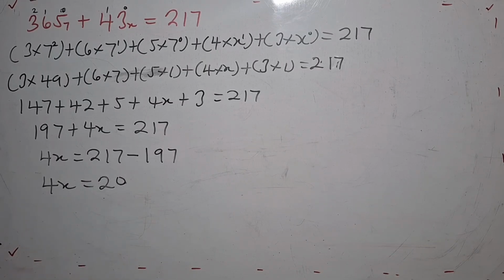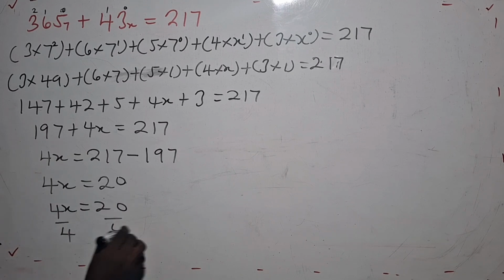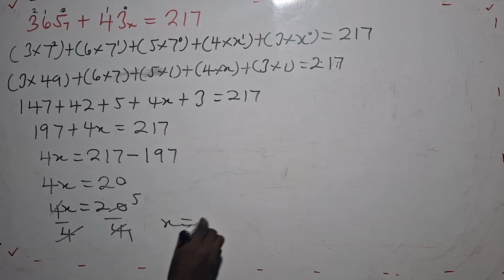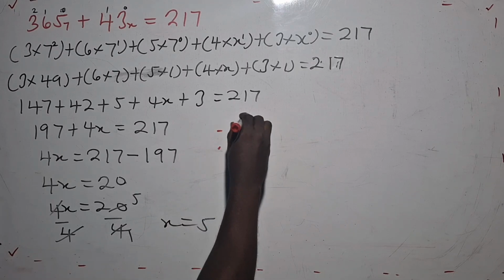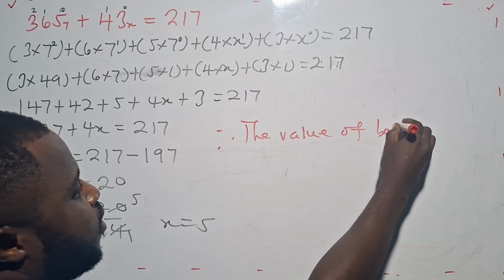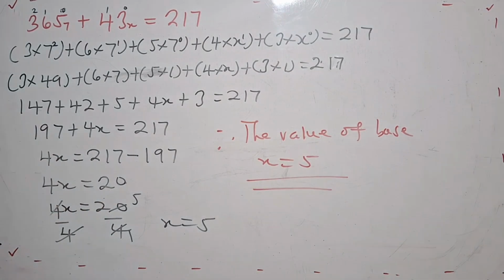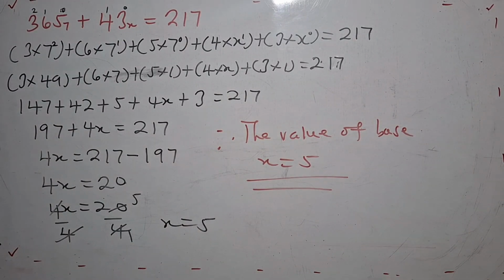So how do we solve for x here? We have to divide both sides by the coefficient of x, which is the 4. So 4 divided by 4 is 1, and 20 divided by 4 is 5. That's equal to 5. So therefore, the value of base x is equal to 5. Interesting. So you can see that division and equation of number bases has been simplified, and it is very easy.